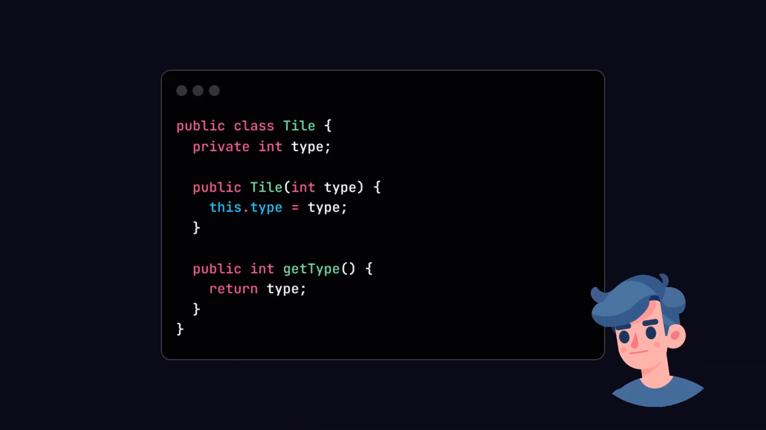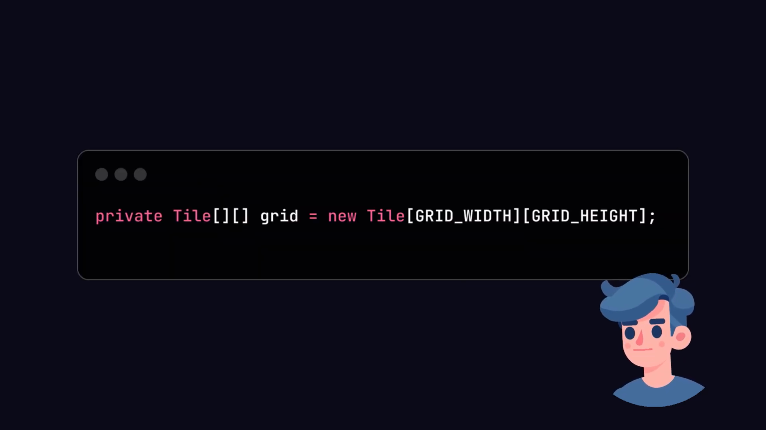Next, we need a mechanism to swap tiles. Let's create a class called Tile to handle tile functionality. Right-click on your package, choose New Java class, and name it Tile. Now update the grid in the Game class from a 2D int array to a 2D array of Tile objects. This way, each tile can carry its own properties.